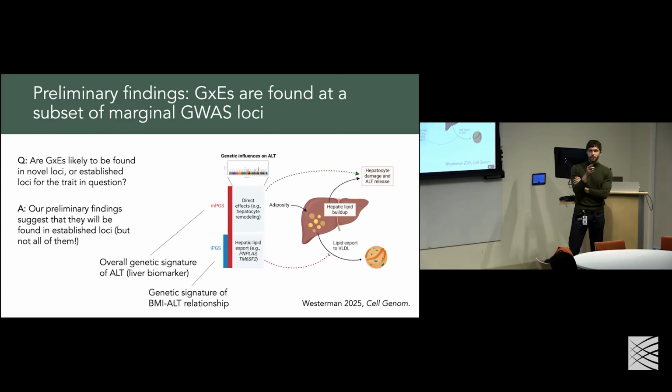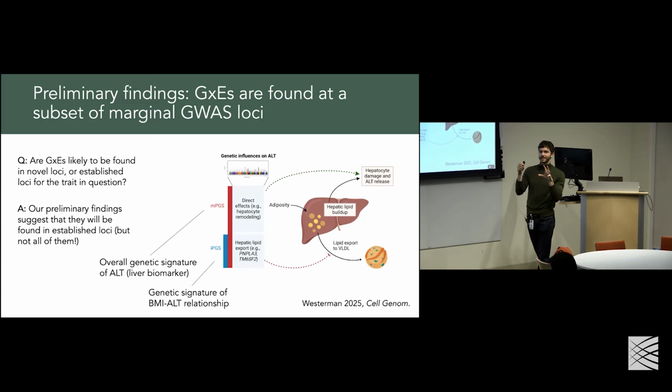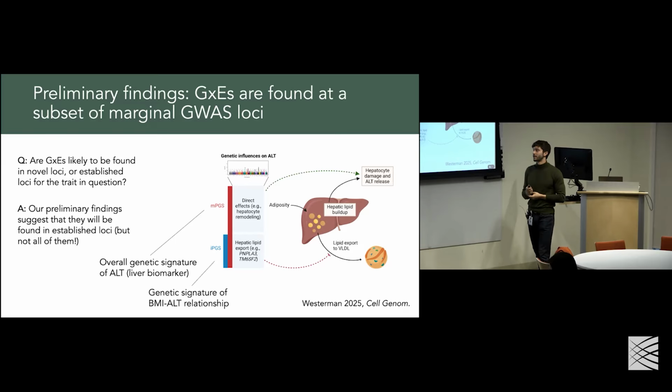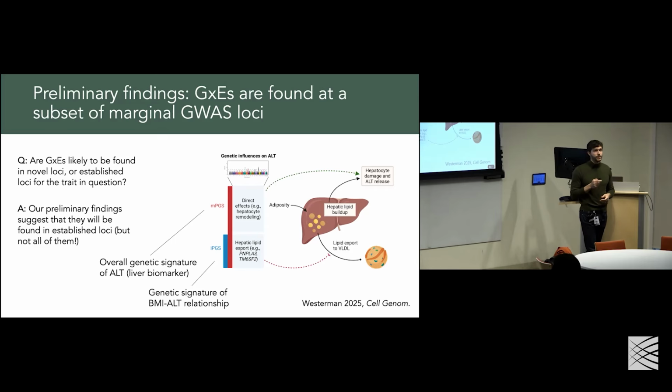And so this is getting a little bit to the question from before, which was something like, are we expecting to find interactions in genes or loci that have main effects? Another way to put that: are G by E's likely to be found in novel loci, or in established loci for the trait in question? This was something that we at least poked into a little bit in our paper, and at least in a preliminary sense, the overall takeaway was that often this genome-wide signature of G by E is not distinct.